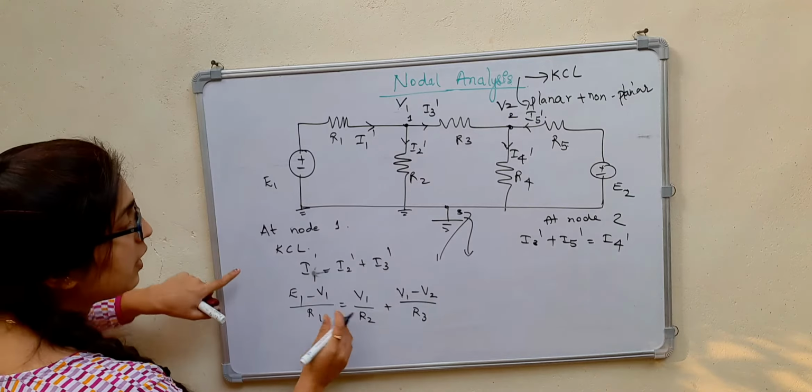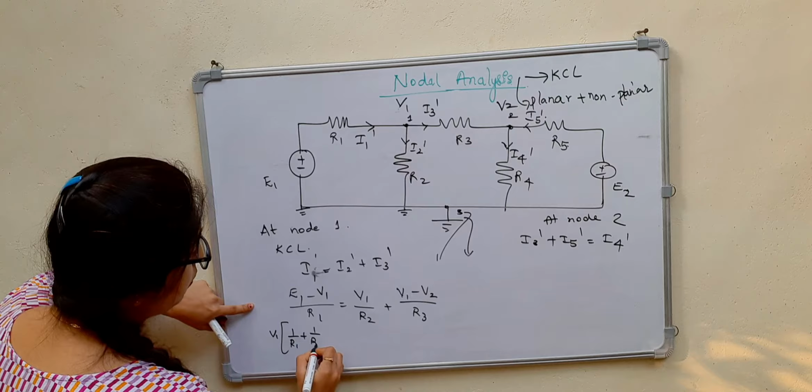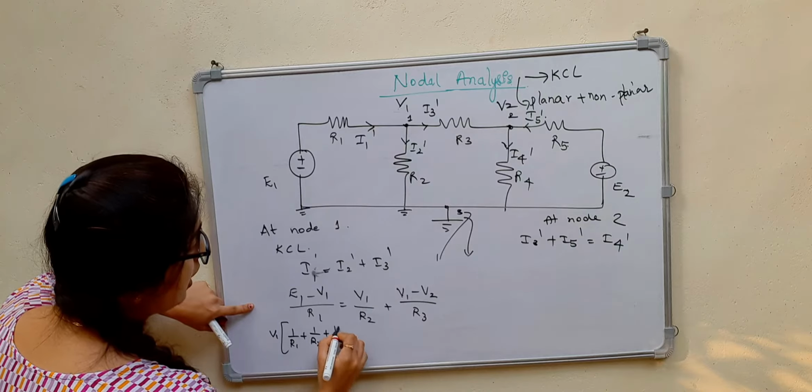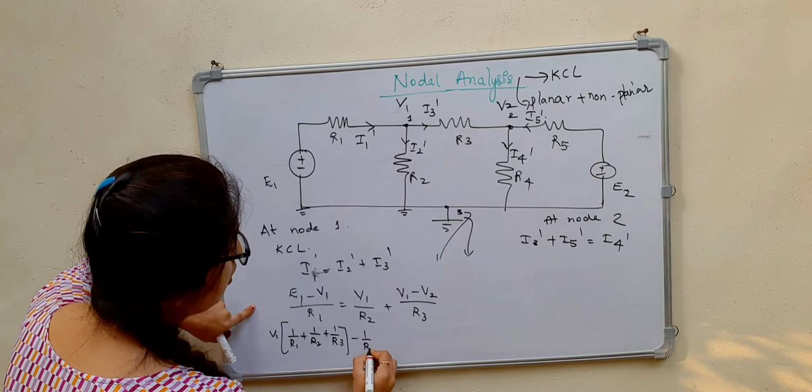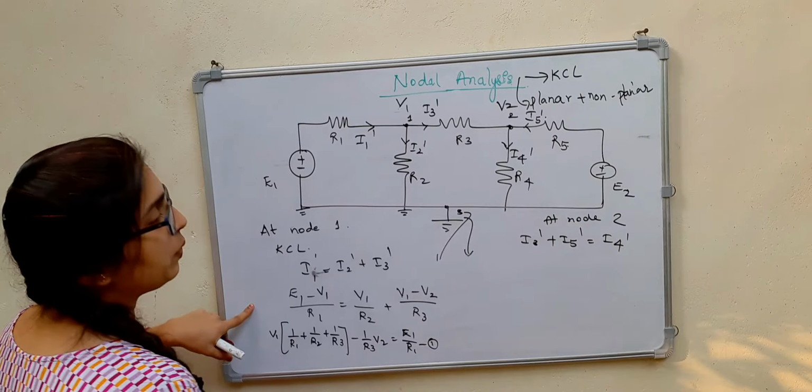Okay, so considering V1 on one side, we will have 1 by R1 plus 1 by R2 plus 1 by R3, that is minus 1 by R3 V2, that is equal to E1 by R1. So this is your first equation.